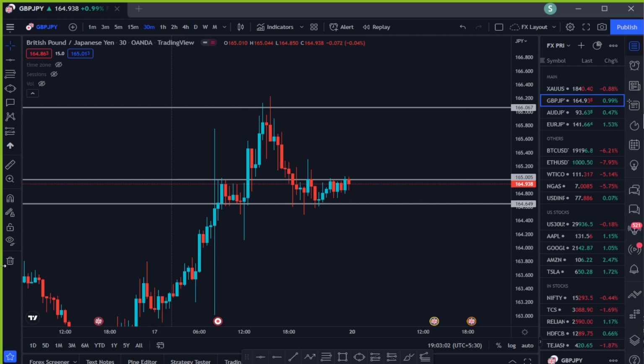So that's it, guys. This was the analysis on the GBPJPY from monthly to 30-minute time frame. I also discussed the intraday and the scalping setup that I'll be waiting for if they play out.